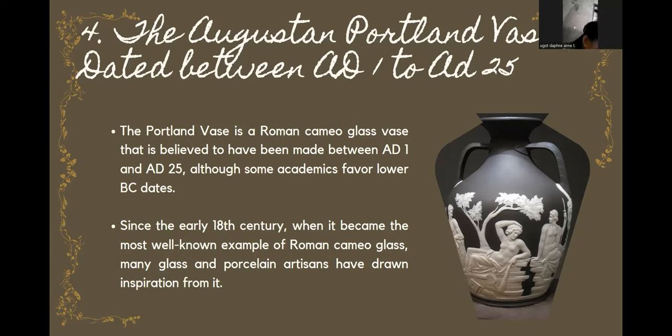The Portland Vase is the most well-known example of Roman cameo glass and has served as an inspiration to numerous glass and porcelain makers since roughly the beginning of the 18th century. It is dated to between 5 BC and AD 25, though lower BC dates have some scholarly support. It was initially noted in Rome between 1600 and 1601 and has been housed in the British Museum in London since 1810. It is on display in Room 17, having been purchased by the museum in 1945.